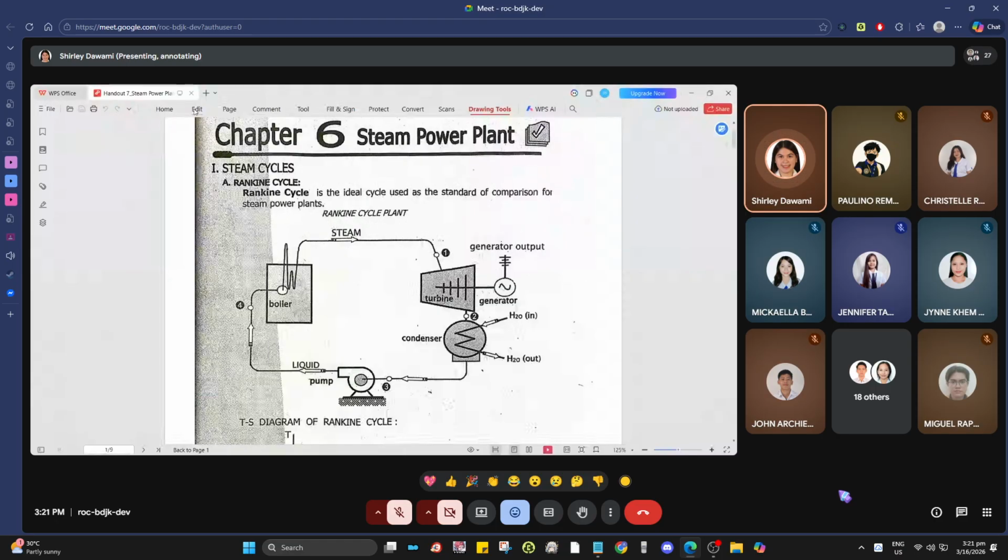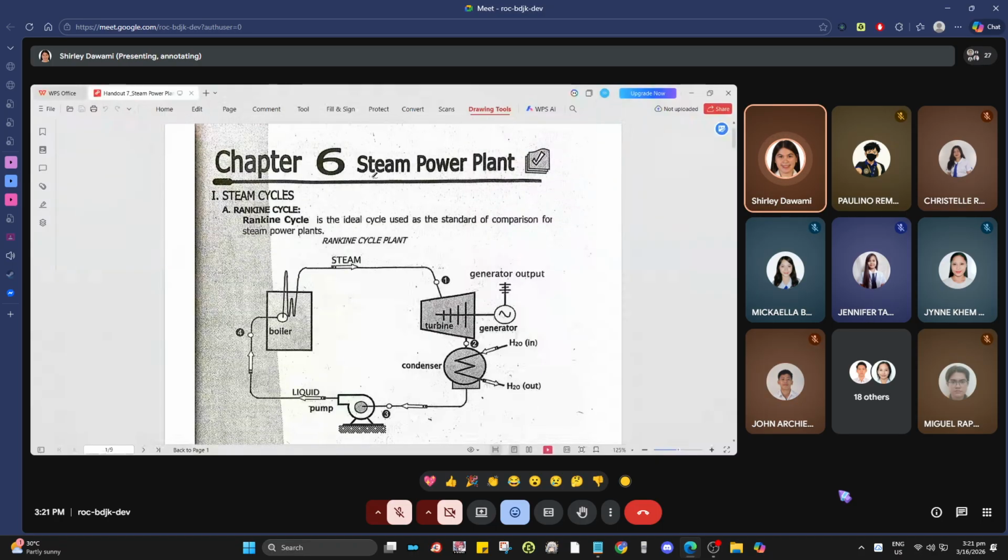So we're done with the diesel power plant and gas turbine plant. We're now moving on to steam power plant. There are four different cycles used in steam power plant. The most basic or widely used cycle is the Rankine cycle. It is the ideal cycle used as the standard of comparison for steam power plants.